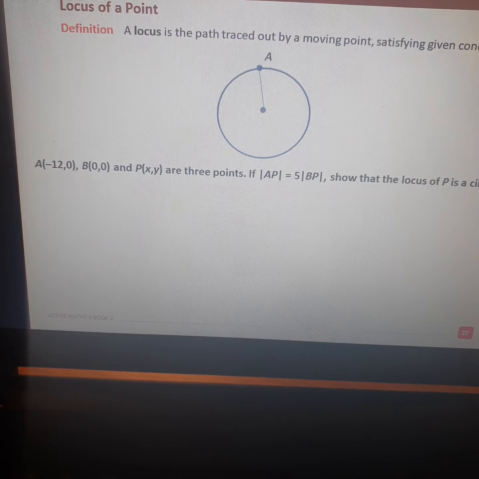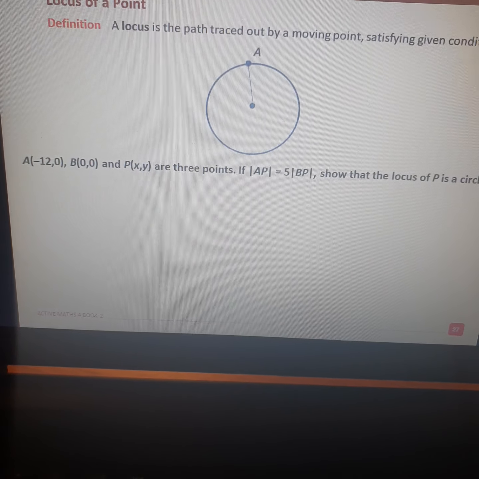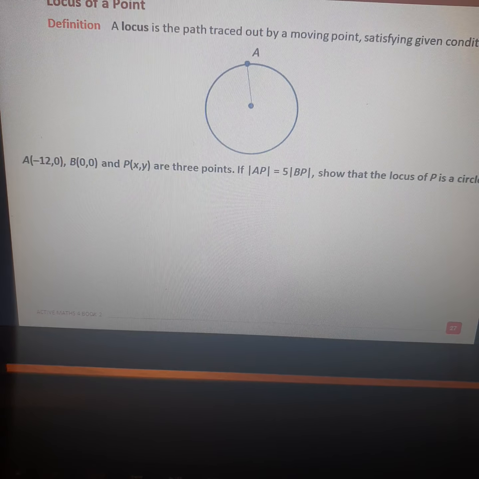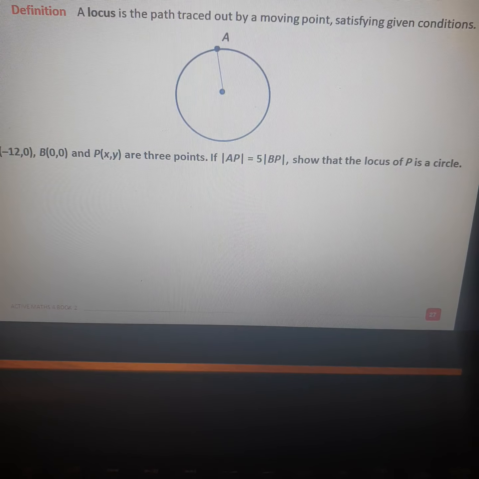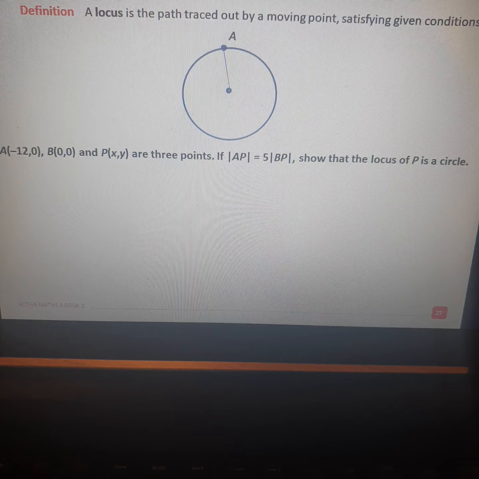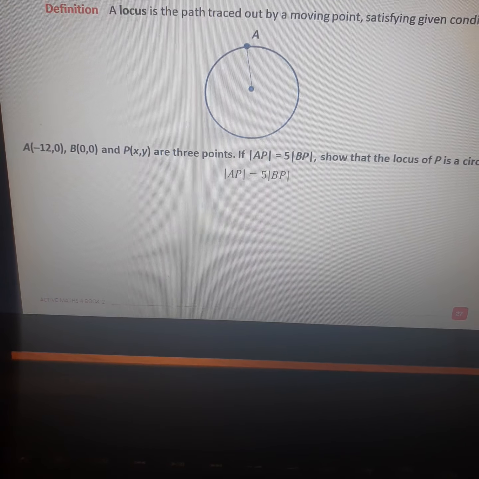So if we have point A, which is (-12, 0), and B, which is (0, 0), and P, which is (x, y), they're 3 points. If the length of AP is equal to 5 times BP, show that the locus of P is a circle. Okay, so show that the locus of P is a circle, right? So let's just fill in what we have.